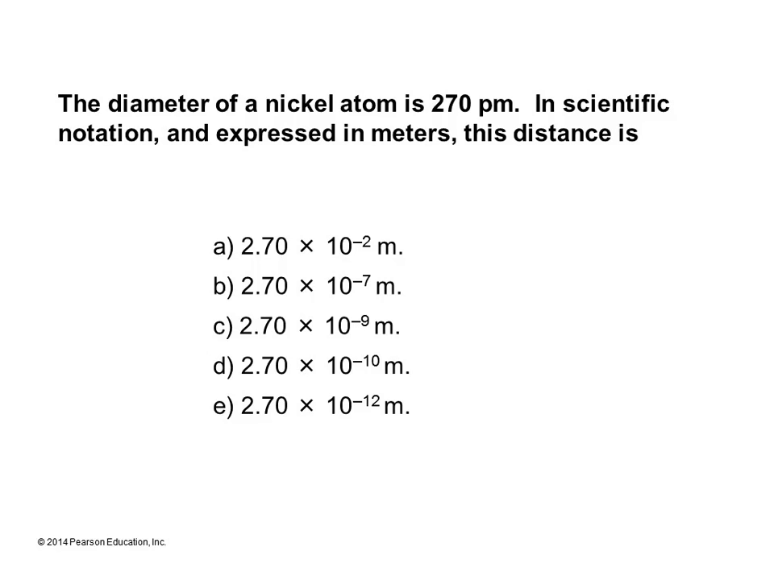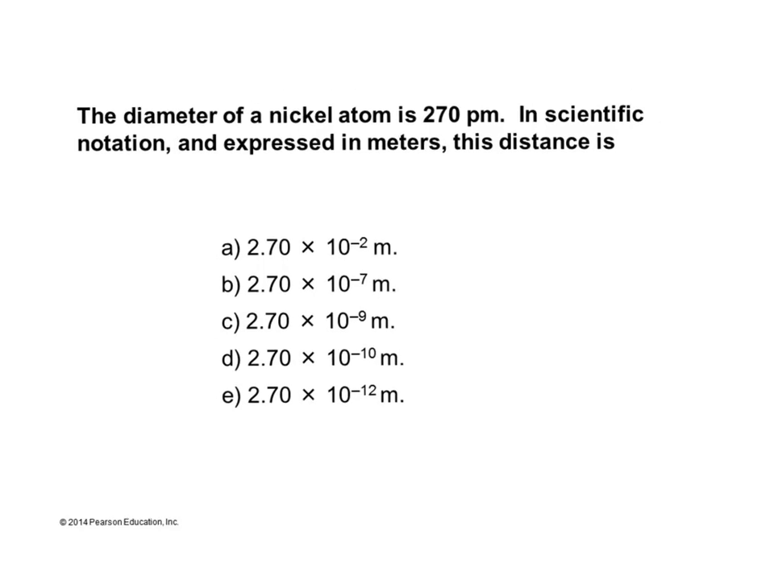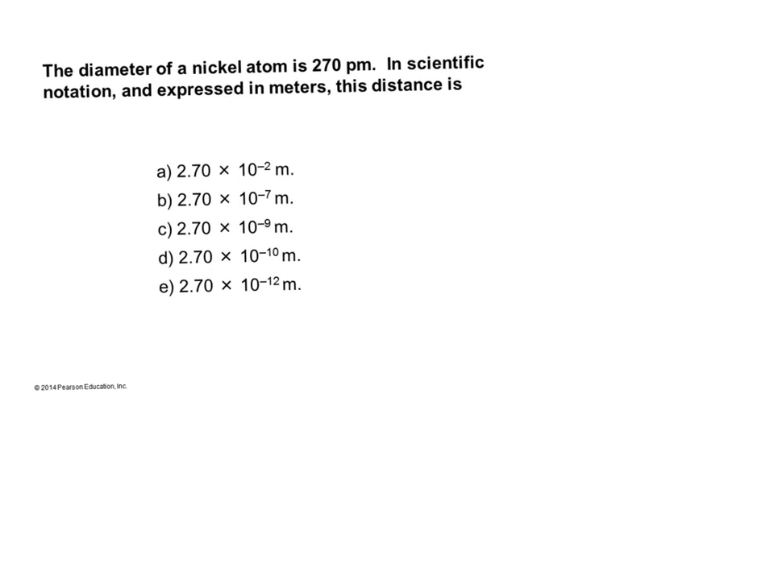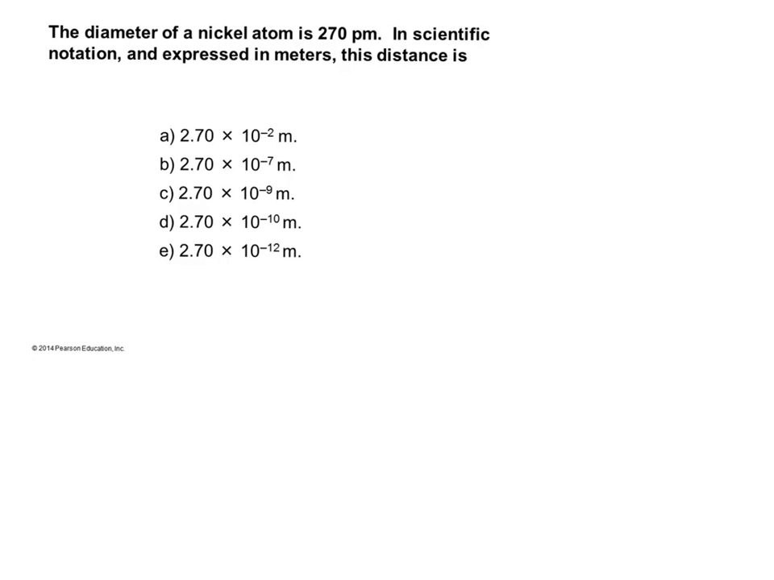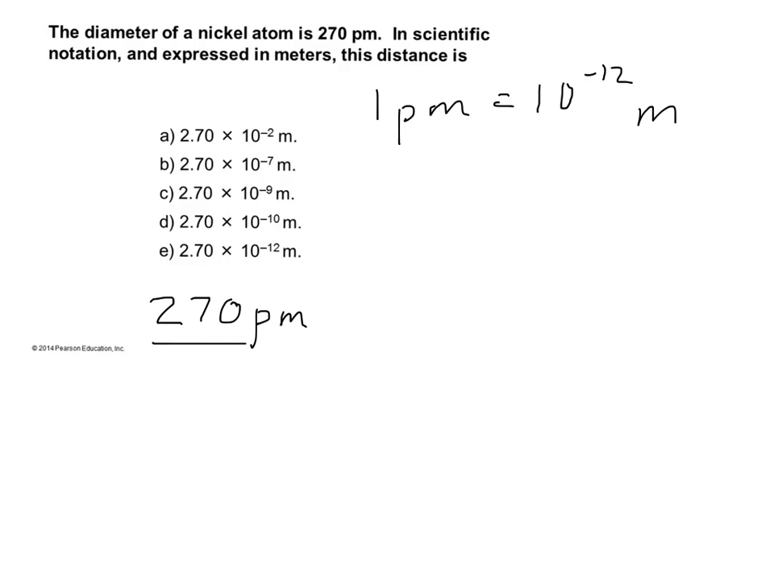The diameter of a nickel is 270 picometers. In scientific notation, express this distance in meters. So basically, we're wanting to convert picometers to meters. Our first step is going to be to write what we know. We know that 1 picometer is 10 to the negative 12th meters. I'm going to start my line with picometers.